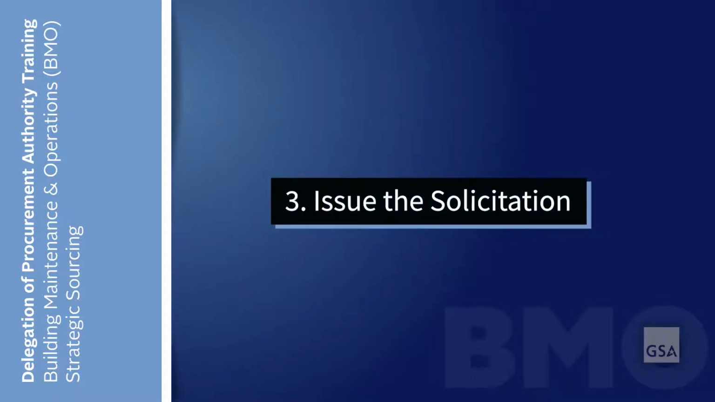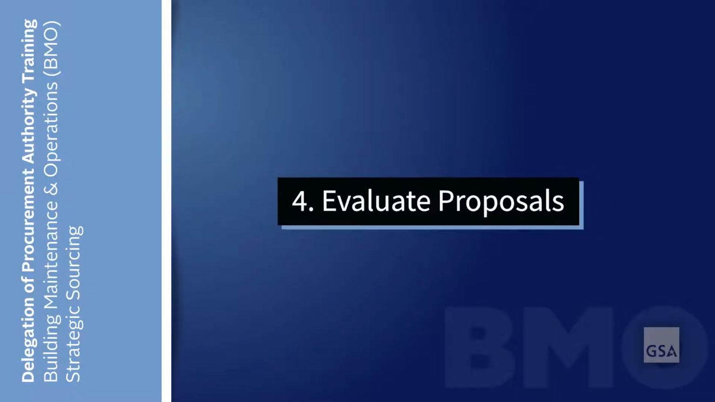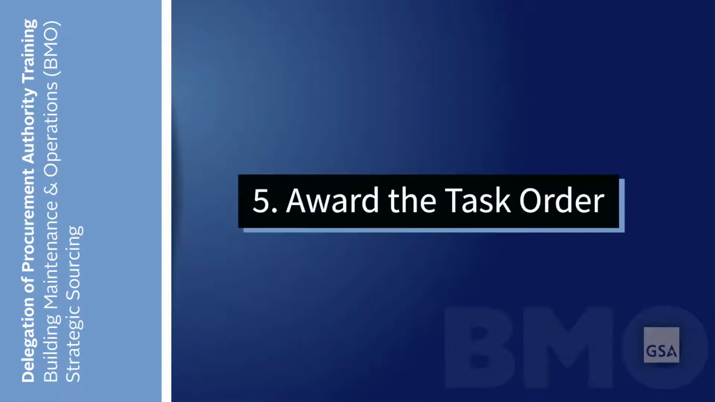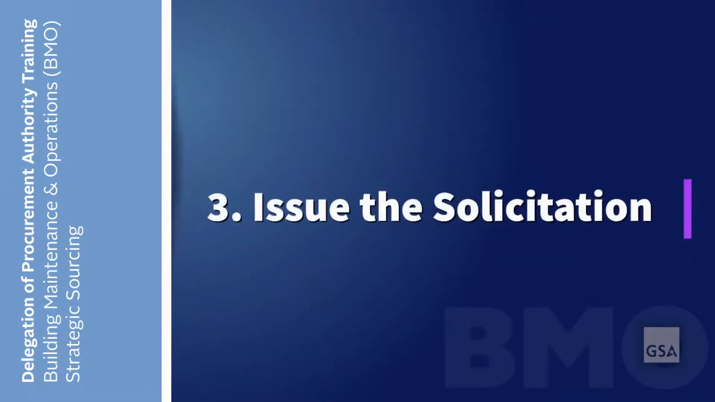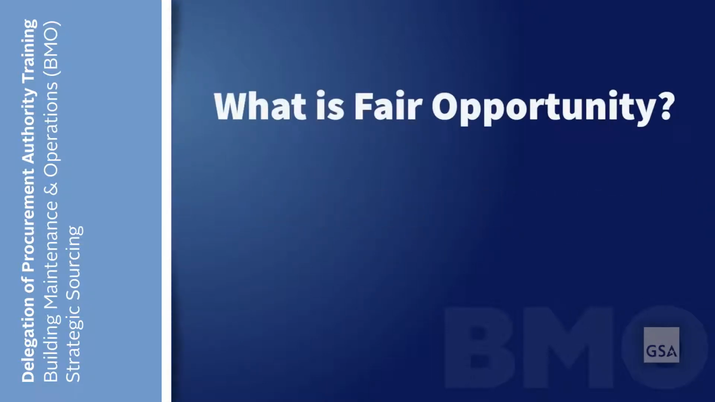Now it's time to discuss phases 3 through 6: issuing the solicitation, evaluating proposals, awarding task orders, and task order administration, execution, and closeout. So let's get started with phase 3, issuing the solicitation, and specifically how fair opportunity applies to BMO task order solicitations. Fair opportunity procedures are detailed in FAR 16.505 and are applicable to orders issued by ordering contracting officers on BMO.